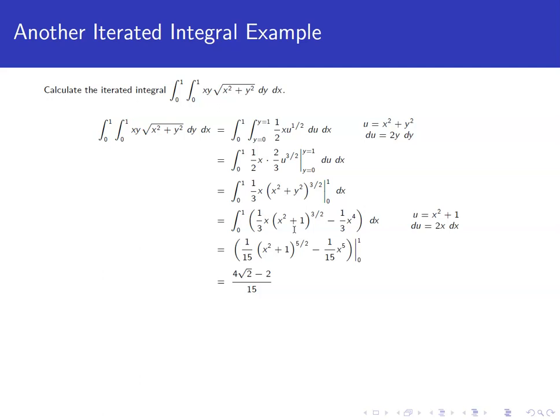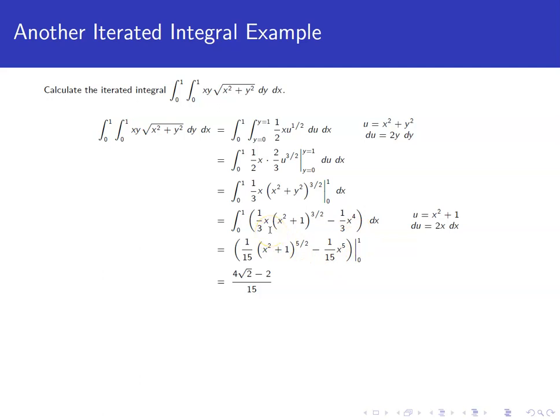X squared to the 3/2 is x cubed, times another x gives us x to the 4th. So that's where that x to the 4th is coming from. Again, put 0 in for y. So the second term in the integrand is easy to integrate. We can use the power rule.